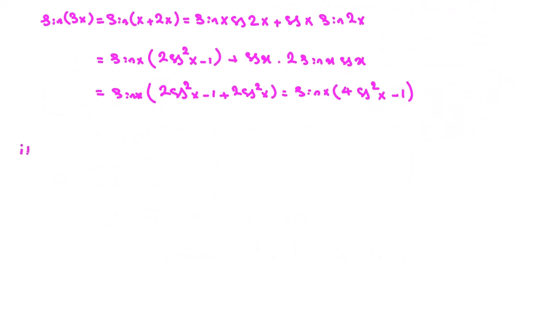Idea 19. Try to find cosine 3x in terms of cosine x and sine x. Okay? Try this one.